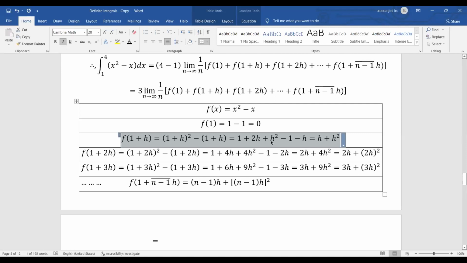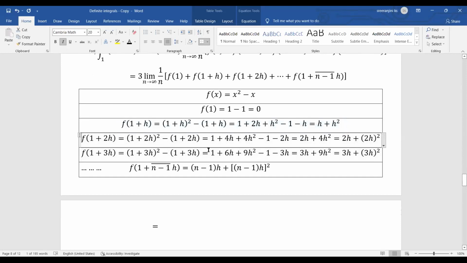1 plus 2h plus h square, minus 1 minus h. 1 minus 1, 0. 2h minus h, h plus h square. So f of 1 plus h is equal to h plus h square.